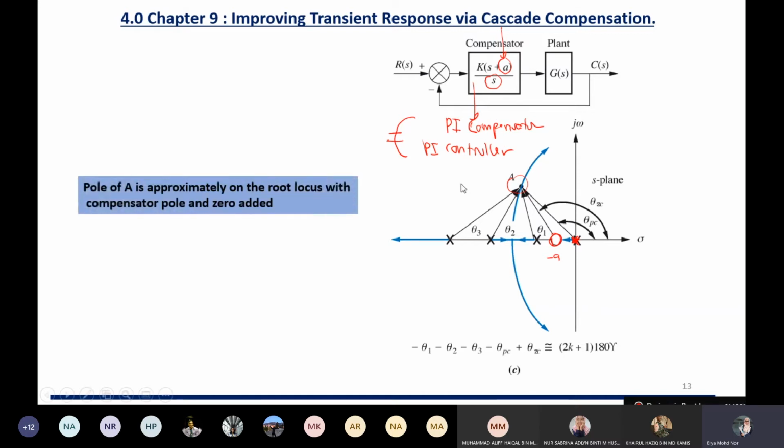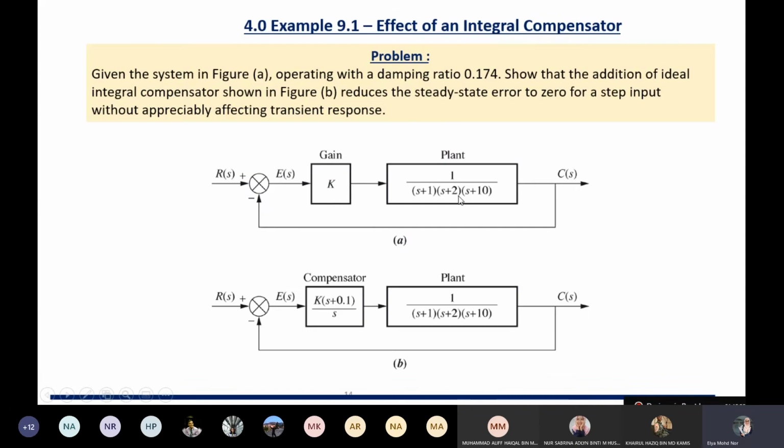Okay, so let's look directly at example 9.1. Okay, so we have a problem here. Given the system in figure A, which is operating with a damping ratio of 0.174, show that the addition of the ideal integral compensator shown in figure B reduces the steady state error to 0 for a step input without appreciably affecting the transient response. So what is it that the question asks you to show?